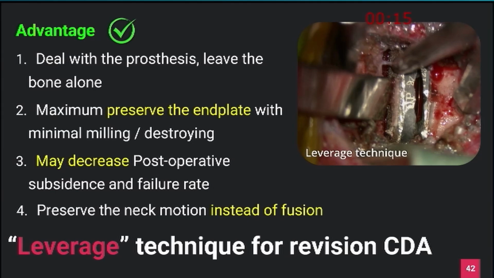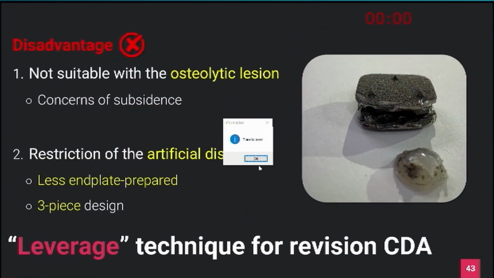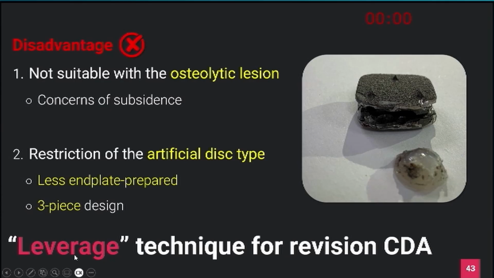We don't destroy the bone, we don't drill the bone, we leave the bone alone to preserve the maximum implants with minimal milling, and it may decrease the post-operative subsidence and failure rate and preserve the neck motion. And you can do revision CDA instead of ACDF, but it's not suitable with osteolytic lesions or infection lesions, and it may be restricted by the artificial disc type, such as 3-piece.